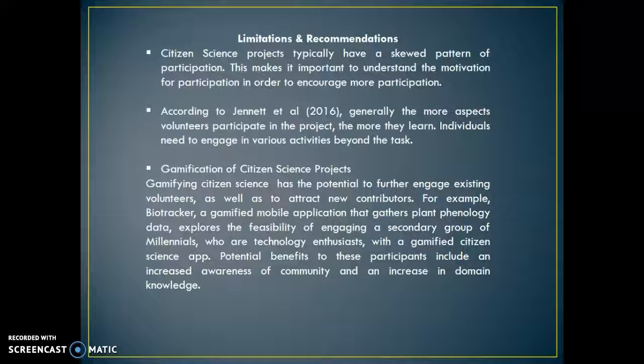And then the more volunteers participate in the project, the more they learn. So they need more participation. You need to put in more effort, not just collecting data. You need to incorporate a whole system, which is very essential, especially in elementary school, where you can do lessons related to what you're doing. And then we would recommend gamification so that you can incorporate millennials. You can do apps where they will be able to gamify this data collection so that we can encourage more participation.